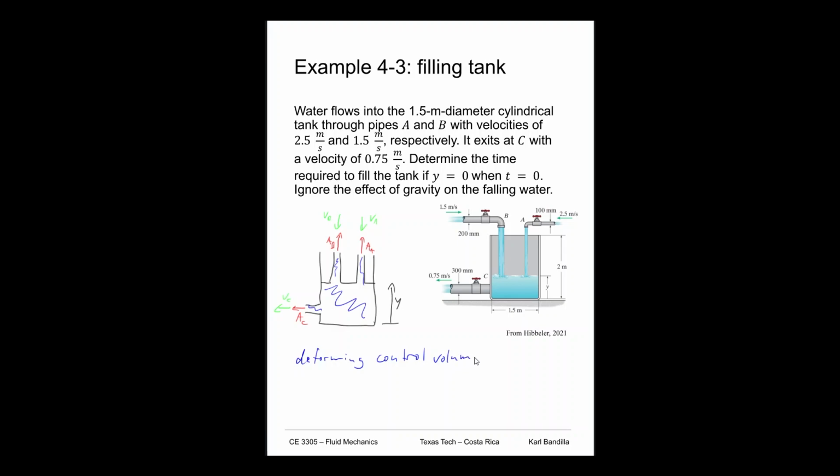What else do we know? We know it's an incompressible fluid, it's water. Incompressible fluid. And it is steady flow, right? The velocities don't change over time, but the control volume does. Steady flow. And lastly, across our surfaces, we're going to assume that we can use average velocities. Otherwise we'd have to be given some information about what those velocity profiles would look like.